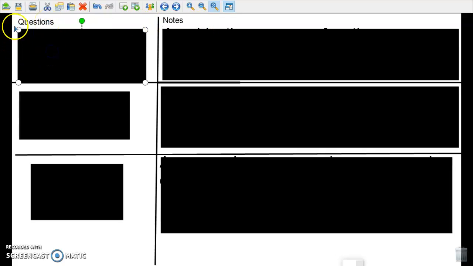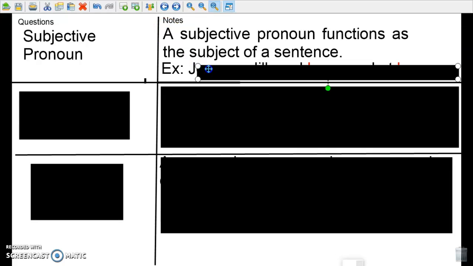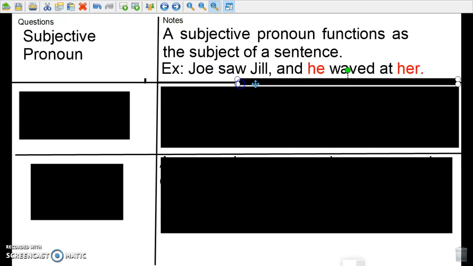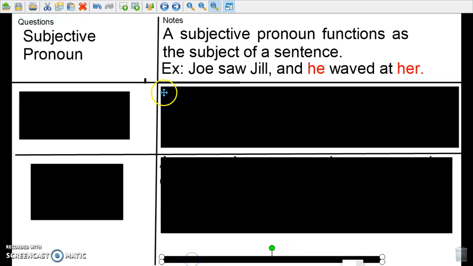So your first one is a subject pronoun. And a subject pronoun is a pronoun that functions as the subject of the sentence. For example, Joe saw Jill and he waved at her. We have replaced Joe with the subject pronoun he and Jill with the subject pronoun her.